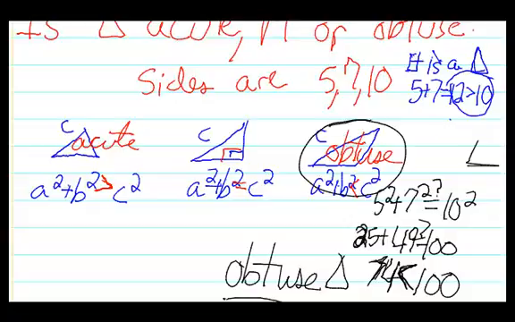74 is less than 100, or 100, the hypotenuse, is greater than 74. So our hypotenuse is too big to make it be a right triangle, so we have an obtuse triangle. Final answer.